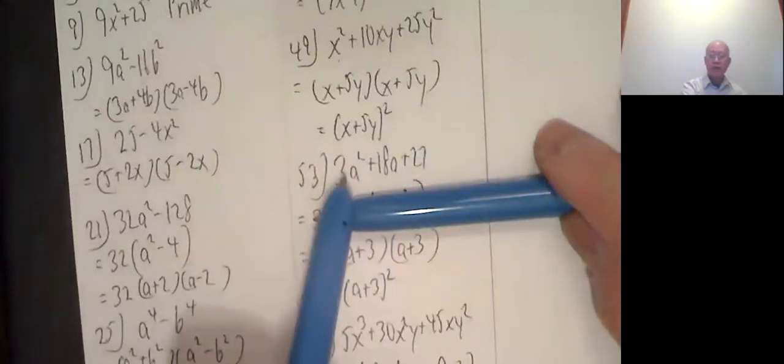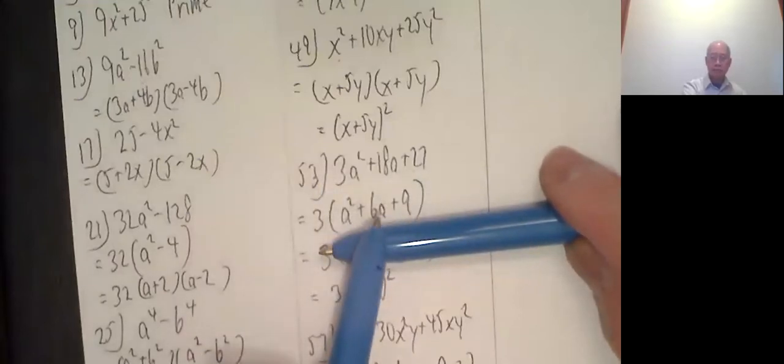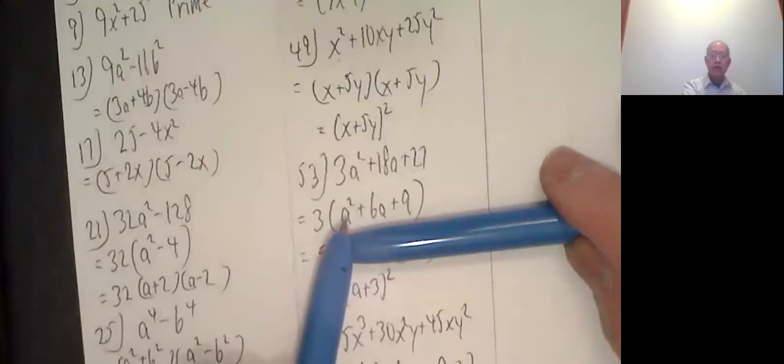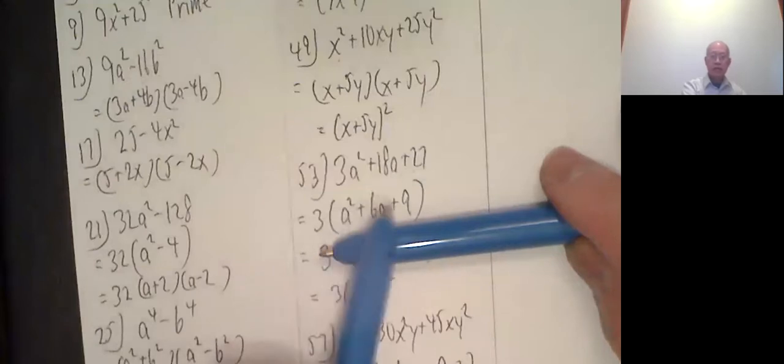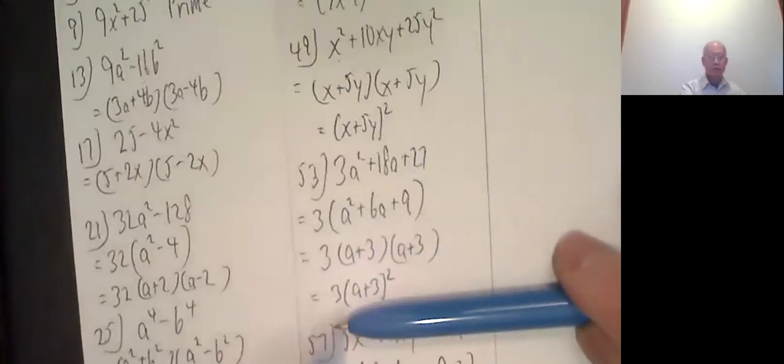Okay, 53, take out the GCF, greatest common factor, which is 3. A squared plus 6a plus 9. A squared, a and a, plus plus plus plus. 6 and 9, 3 and 3. So 3 times a plus 3 squared.